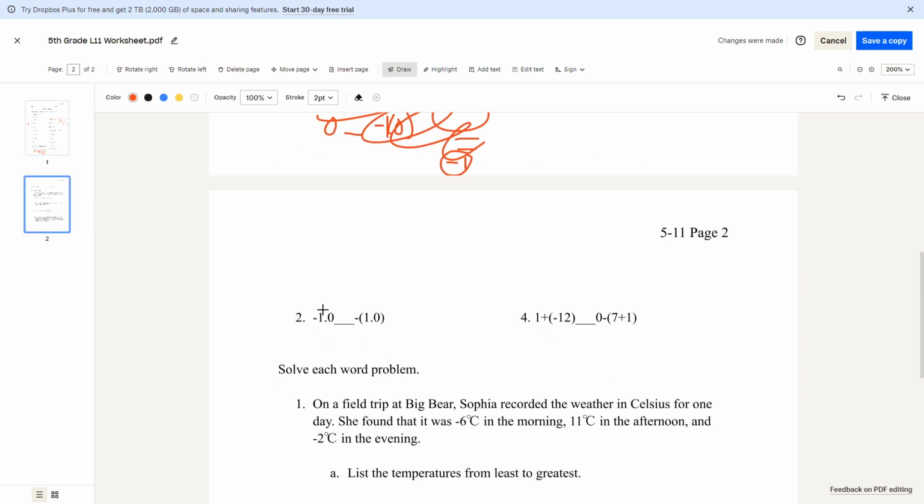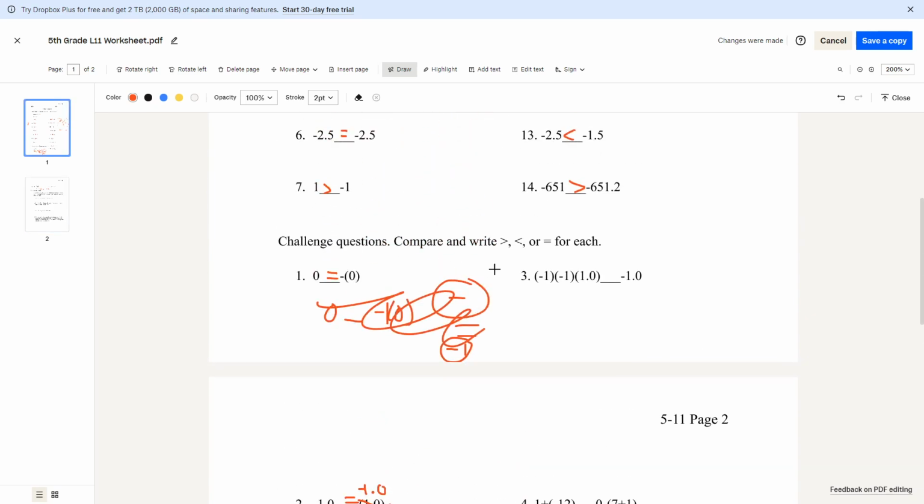Number 2, negative 1.0 and negative times 1.0, same concept. Negative 1 times 1.0. All we need to do is keep the number but make it negative. So that means negative 1.0 will be the answer to this math equation. And as you can see, these two are equal. Negative 1, negative 1, 1.0. This number would be greater. The reason for that is, first of all, negative 1 times negative 1 is positive 1.